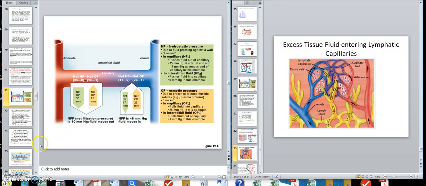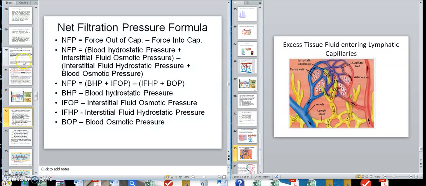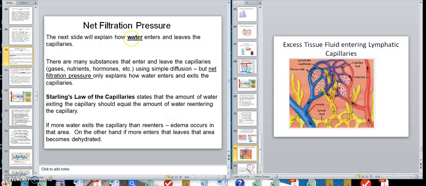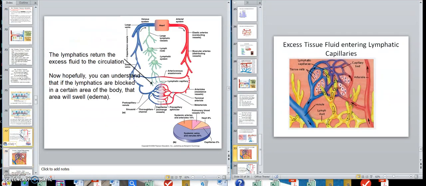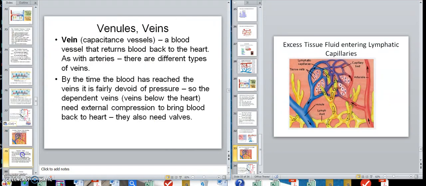So that gives you an idea of this net filtration activity we were talking about. And again, remember, it's for water coming in and out. That's all that's looking at, water coming in and out. And that's for that particular aspect there. All right.